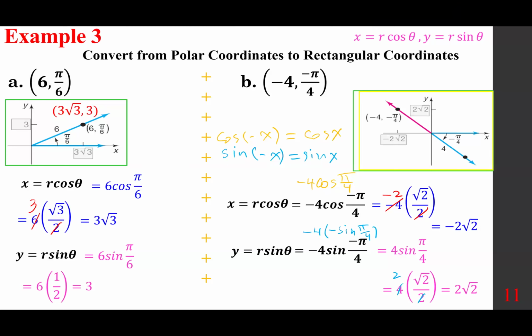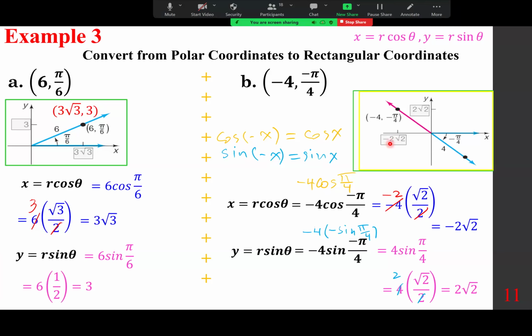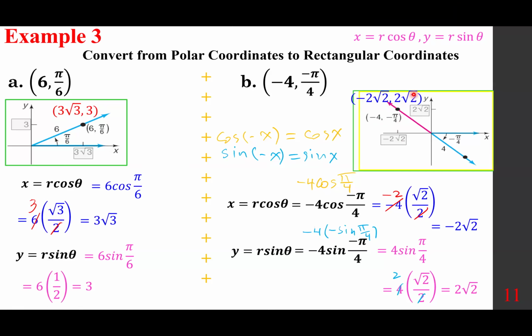Now, therefore, this is negative 2 square root of 2. This is 2 square root of 2. And the polar coordinates negative 4 comma negative pi over 4 are the same as rectangular coordinates negative 2 square root of 2 comma 2 square root of 2. So I hope it makes sense to everybody. We are going to move on.